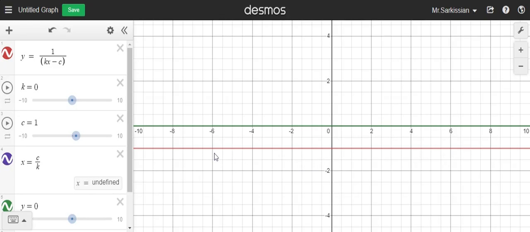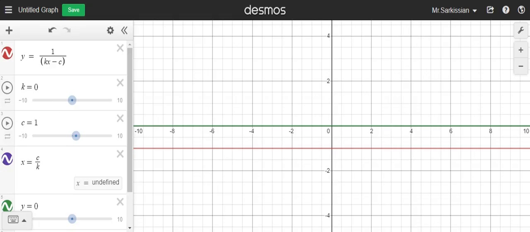And if k is 0, we end up with 1 over negative c. That is 1 over negative 1. That is negative 1. So y equals negative 1 is what we end up with for that particular exceptional case when k is equal to 0. And y equals negative 1 is just this horizontal line, as you see. So we don't even have a reciprocal function, or we don't even have a rational function. That's a very, very special case.